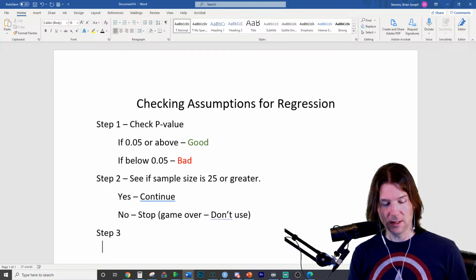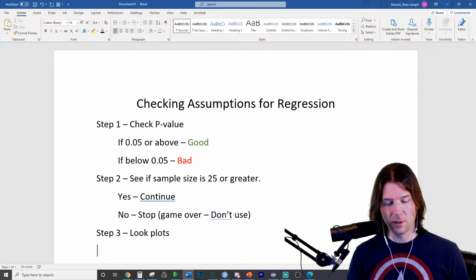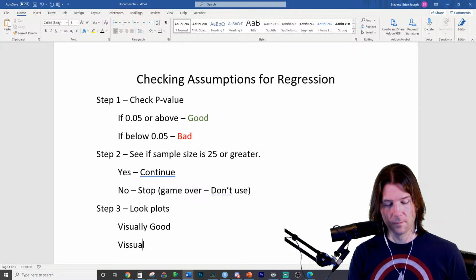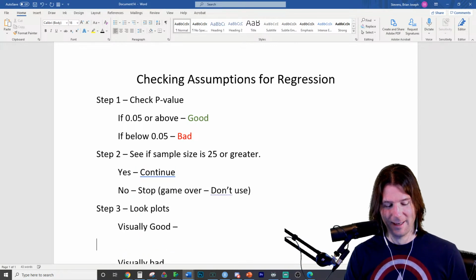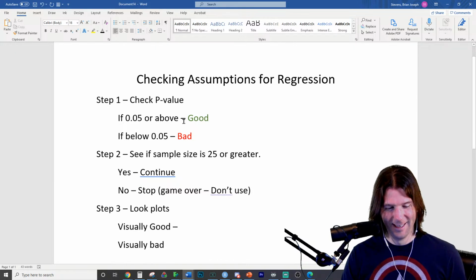Step 3, and I'm going to do the process on this. Step 3, look at plots. Plots, visually good. Yeah, that's what I thought. Visually good. Visually bad. I just spelled it wrong twice. So good. We'll talk about how it's visually good or visually bad. And well, I've already drawn the 1.